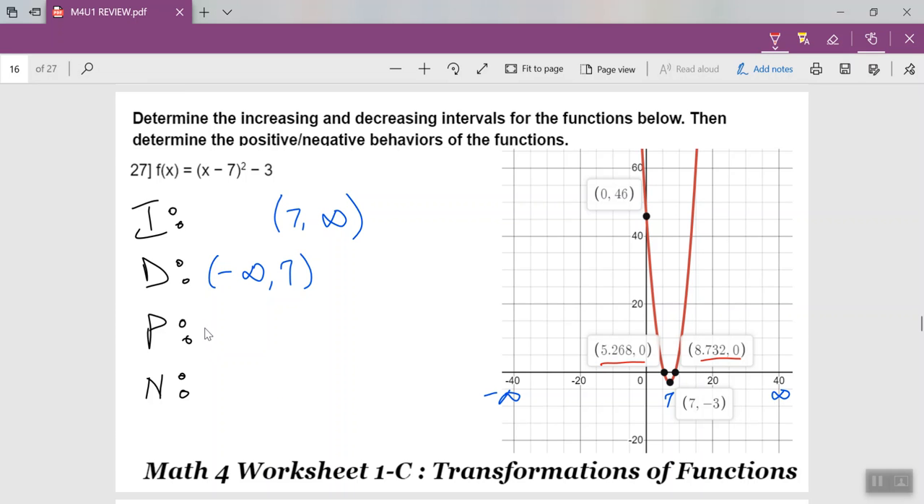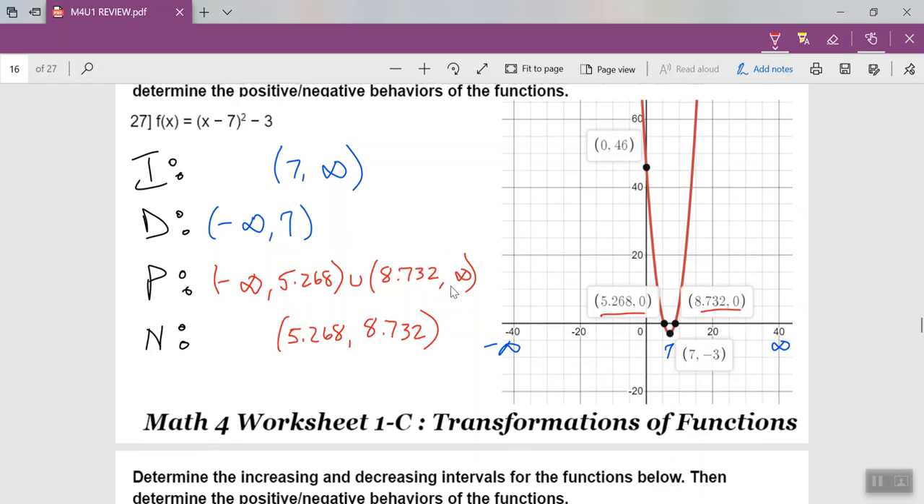So the positive is going to start with negative infinity and go up to 5.268. It's going to stop, take a break, come back at 8.732, and go all the way to infinity. Now, meanwhile, the negative is going to take up that gap in the middle, 5.268, all the way up to 8.732. And so it's positive here, then it drops down negative, and then it's positive here again. Okay?